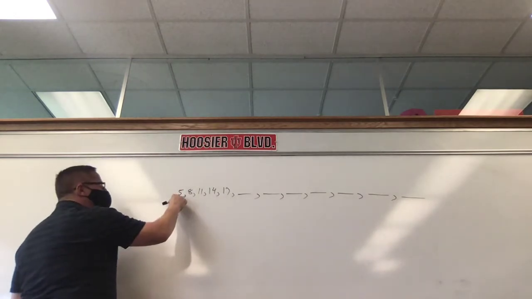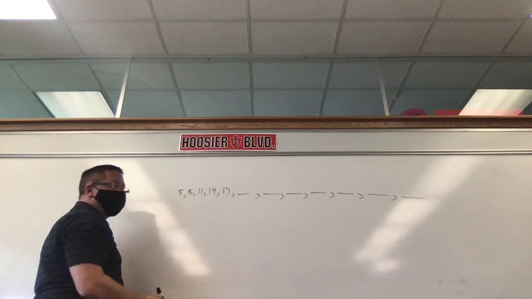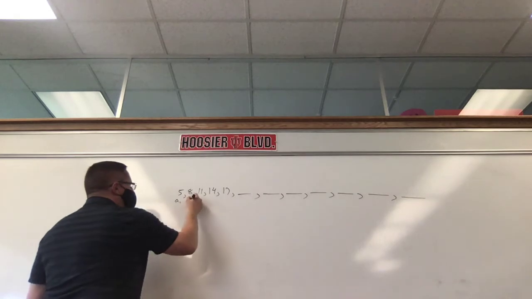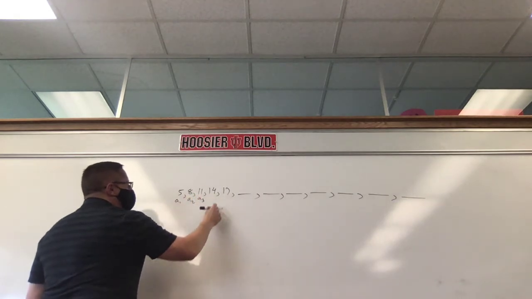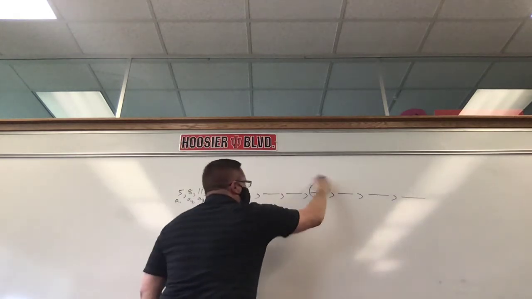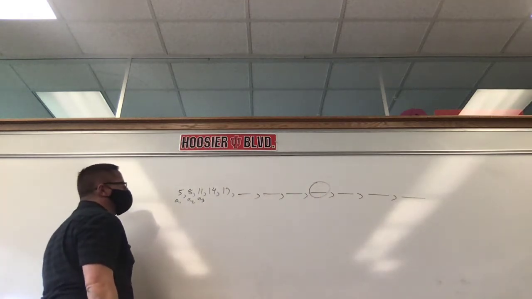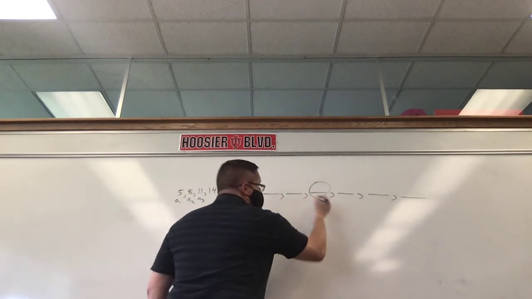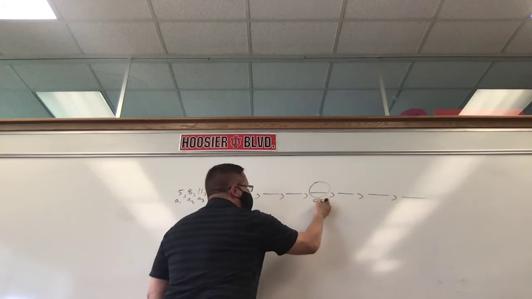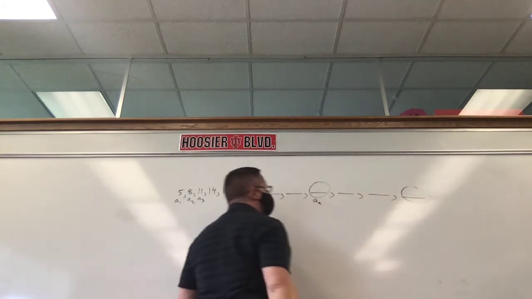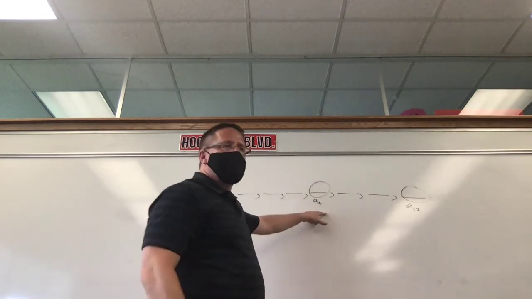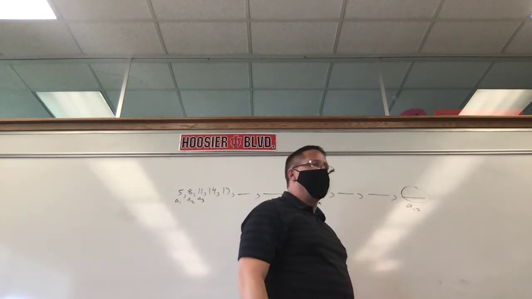What I want you to understand is this is the first term, that's the second term, that's the third term, and so forth. The way you write it is A sub 1. This right here is A sub 2, A sub 3. So what would this one right here be? 9. A sub 9. What would this one be? A sub 12. That simply means the 9th term, the 12th term.